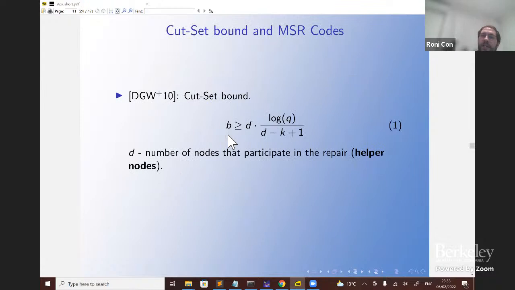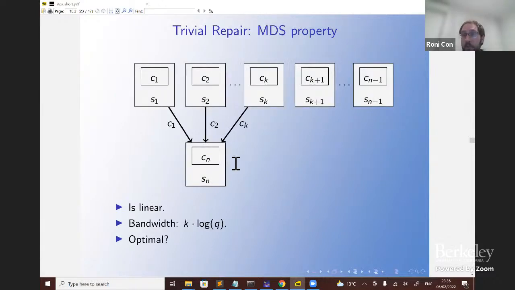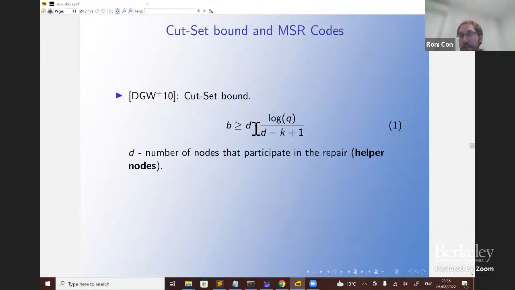This whole area of research started in the paper of Dimakis et al. in 2010, and they proved a lower bound, which is called the cut-set bound, on the amount of bits that is needed in order to repair a failed node. Here d in the quantity is going to be the number of nodes that participate in the repair. If we go back to the trivial repair, the number of nodes that participated was k. So if we substitute k instead of d, we are back in the regime where the bandwidth was k times log q. But we see that as d increases, k plus 1, k plus 2, this quantity becomes much smaller.